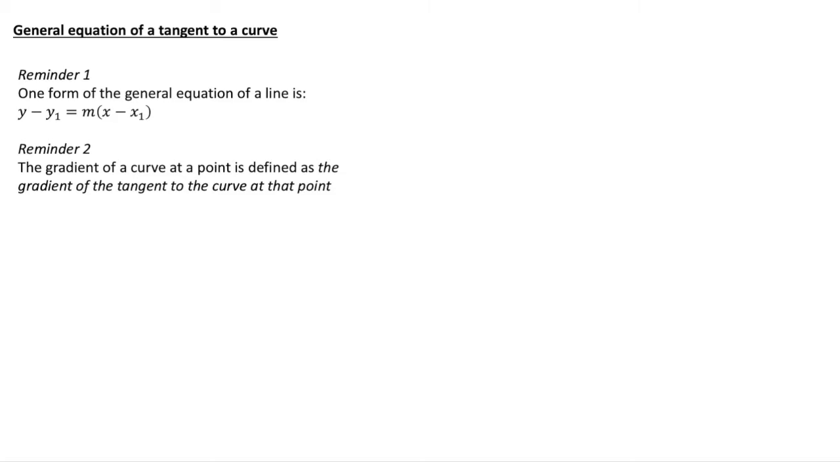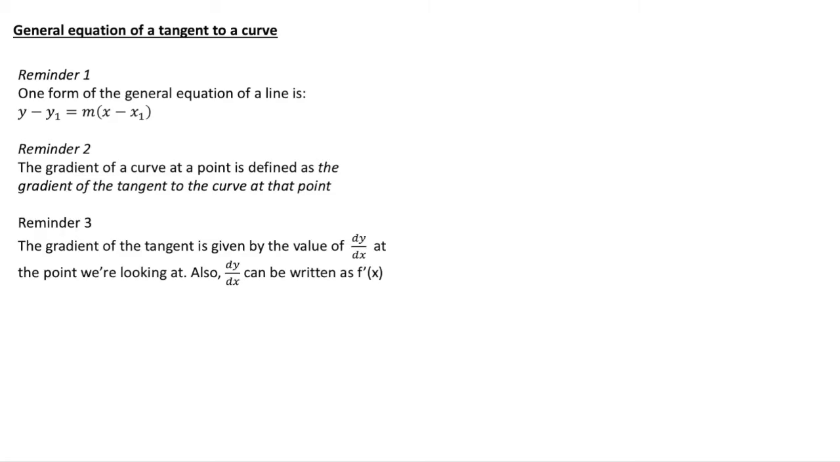Reminder 2. The gradient of a curve at a point is defined as the gradient of the tangent to the curve at that point. Reminder 3. The gradient of the tangent is given by the value of dy/dx at the point we're looking at. Also, dy/dx can be written as f'(x).